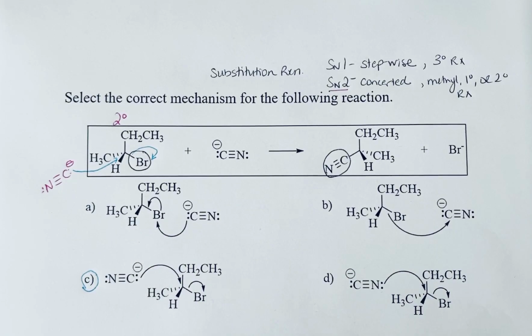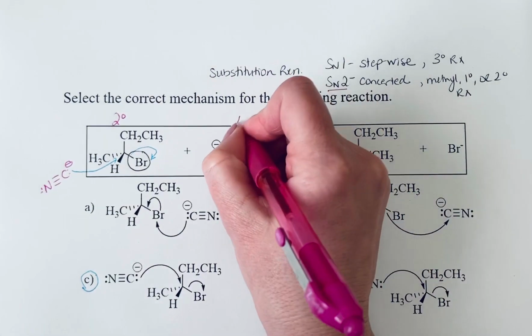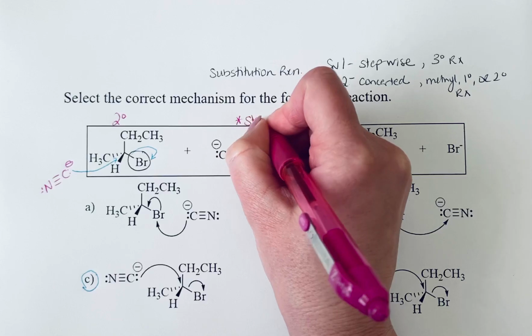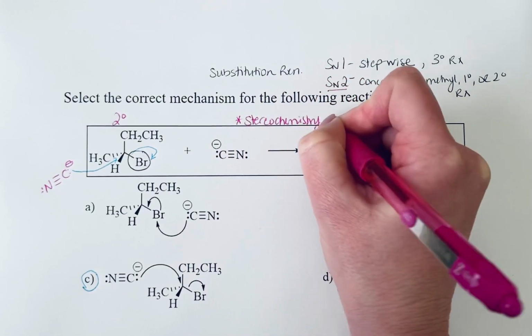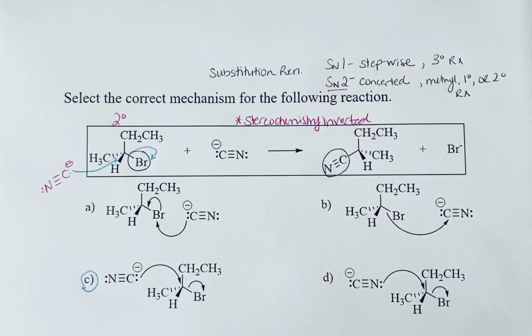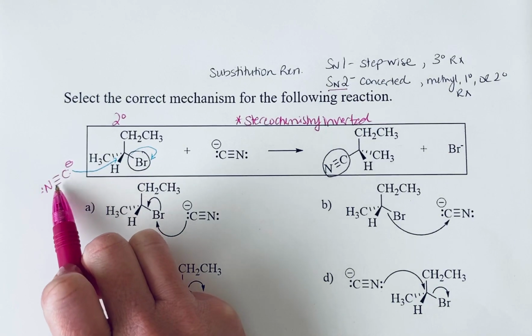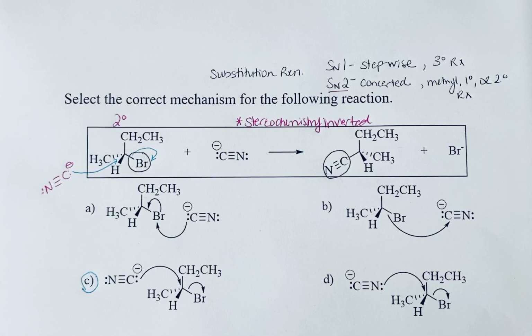Now, a few other things that we should notice about this. We should notice that the stereochemistry has been inverted in this reaction. This is very typical of SN2 reactions, and it's because your nucleophile has to approach from 180 degrees away from where that leaving group is.